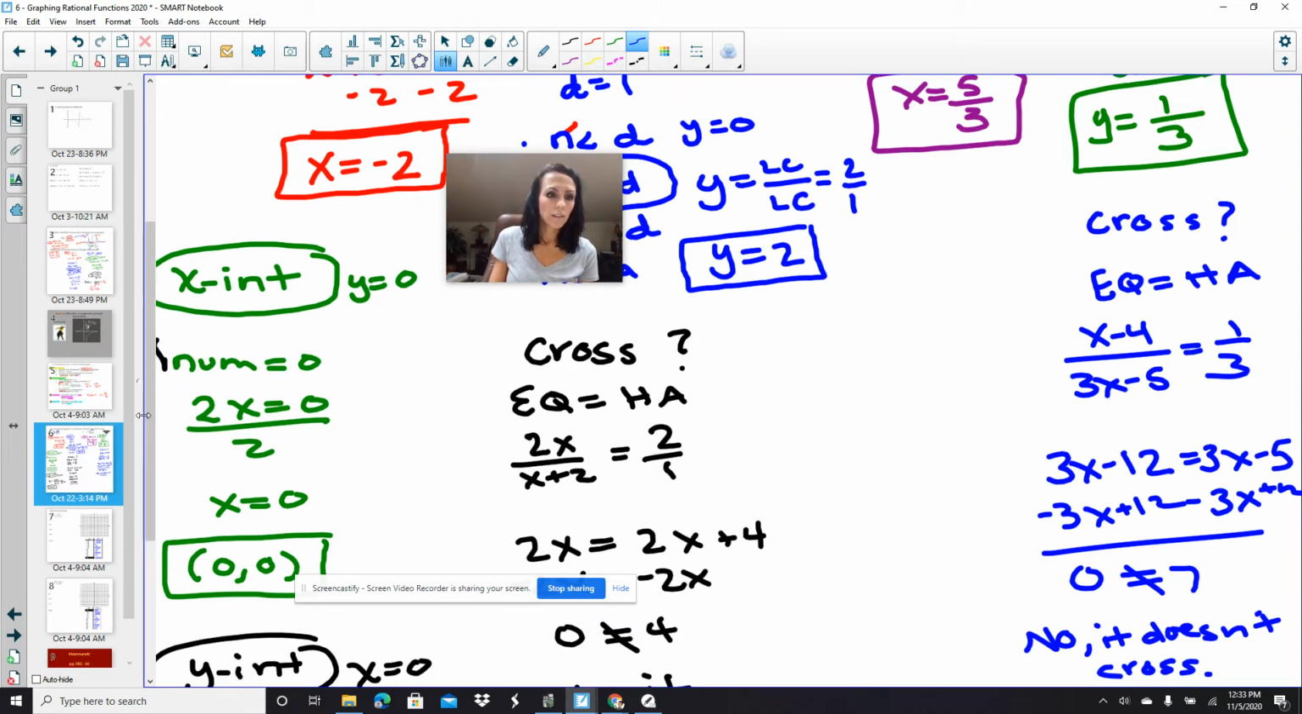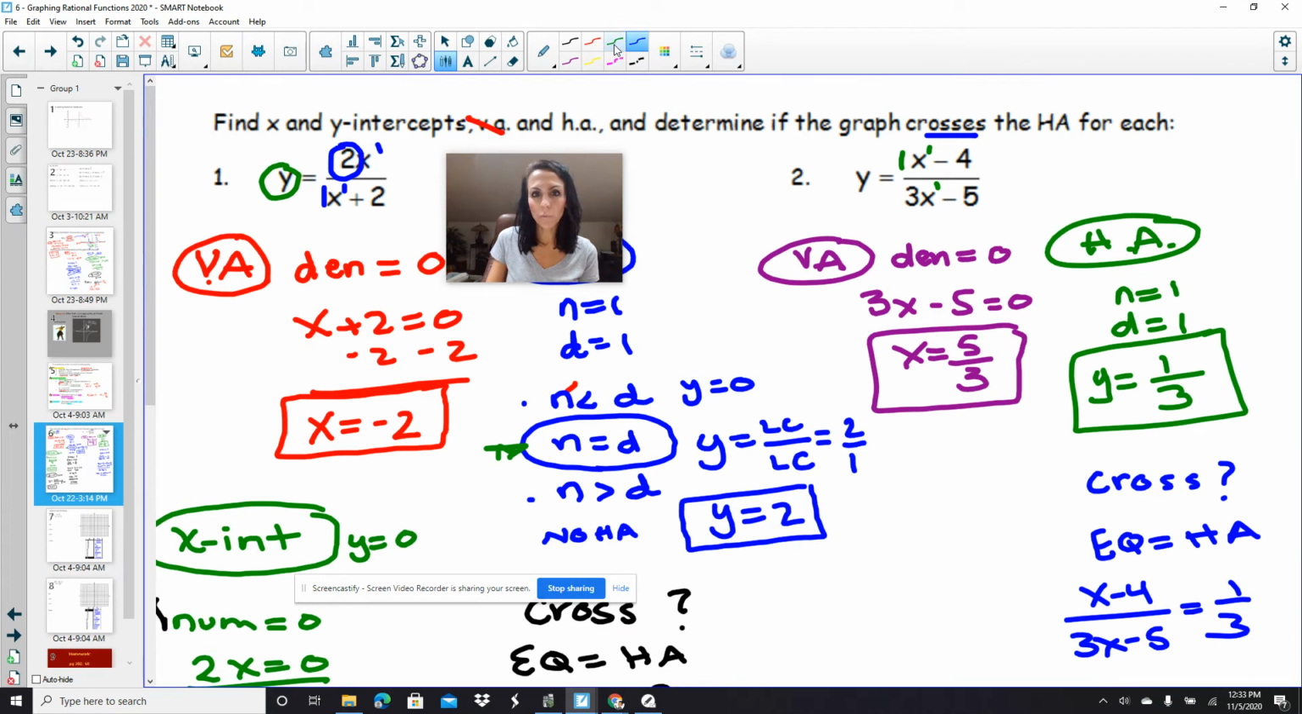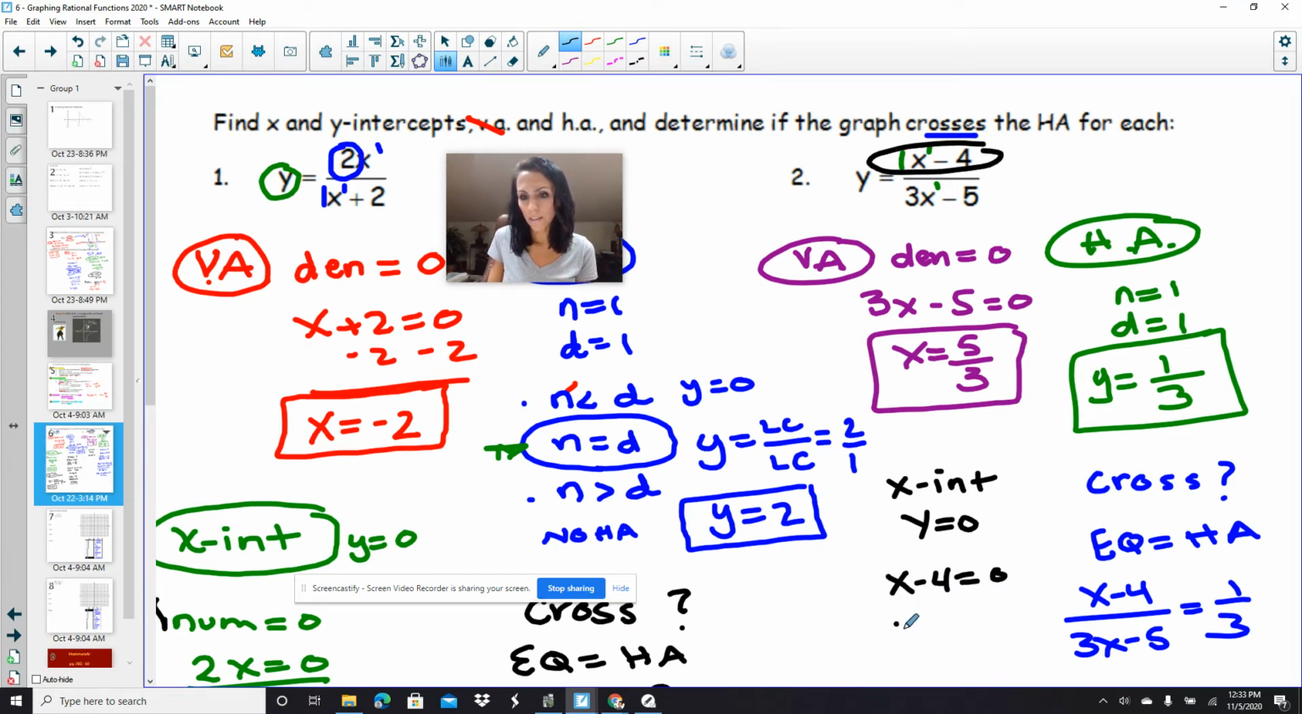Alrighty, so let's go on to the last parts. X-intercepts and y-intercepts. X-intercept: y equals 0, that means this numerator has to be 0. So x minus 4 equals 0. X equals 4. An x-intercept is a point. So this is (4, 0).